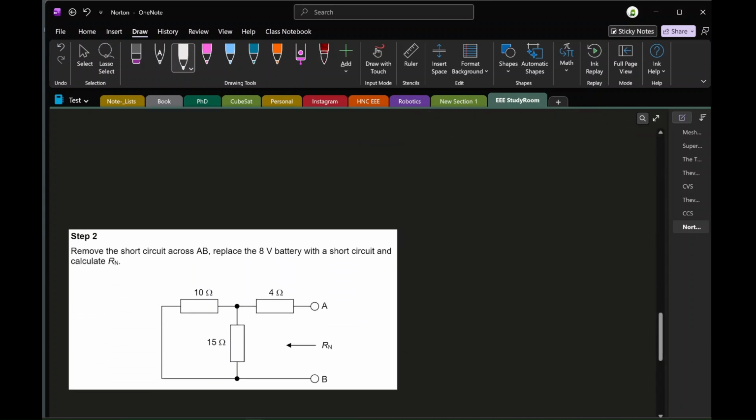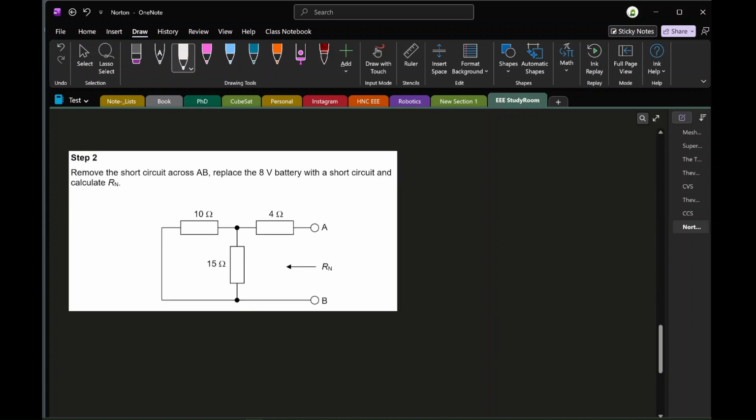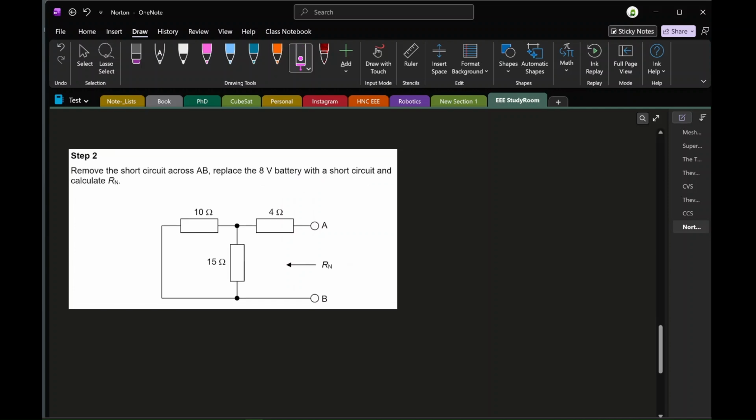Moving on to step 2. Step 2 then discusses removing the short circuit that we just applied across terminals AB, and then taking the 8-volt cells and replacing those with a short circuit. So as you can see, I've removed the short circuit here, and I've removed the battery source on the left hand side and replaced it with a short circuit.